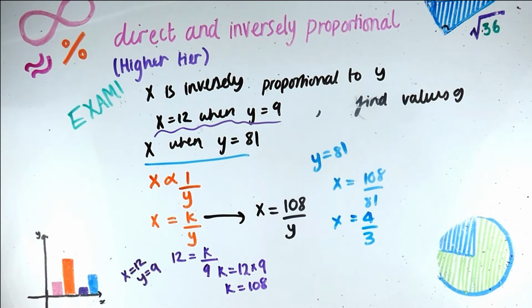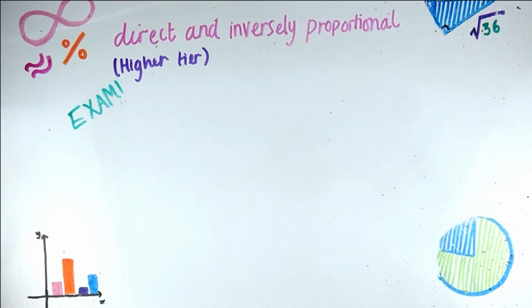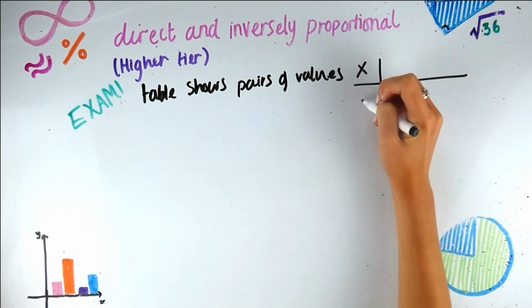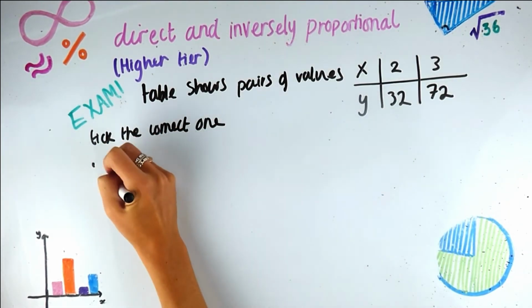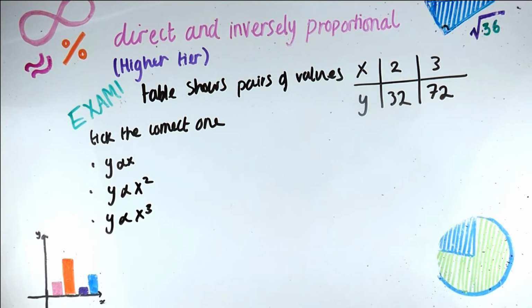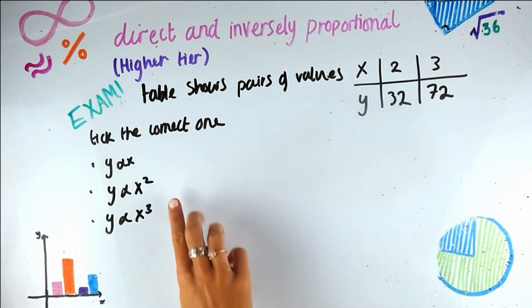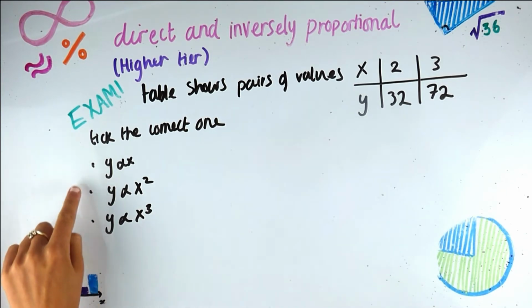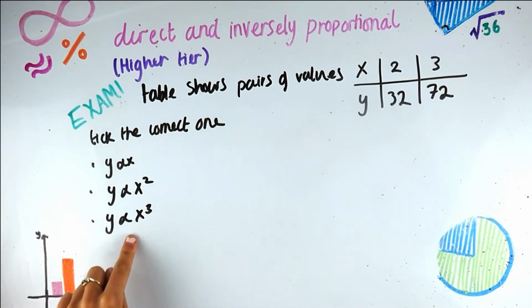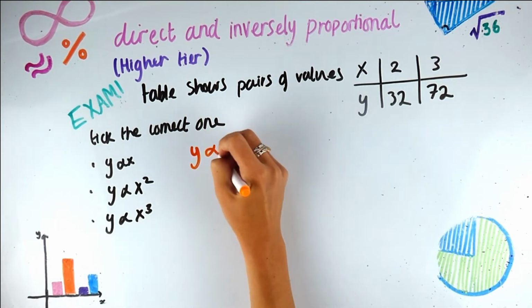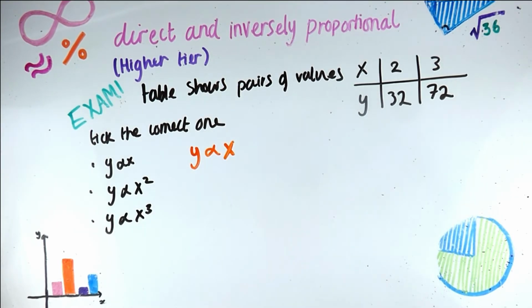So as you can see, all of those questions were in exactly the same style, and did exactly the same steps. We're going to do our final example, which is a little bit different. Okay, so slightly different. The table shows pairs of values of x and y, so there you go. Take the correct one. So either y is proportional to x, y is proportional to x squared, or y is proportional to x cubed. So, a sensible place to start. Let's just say that y is proportional to x and see what happens.